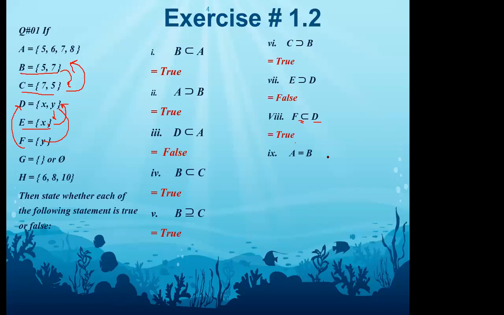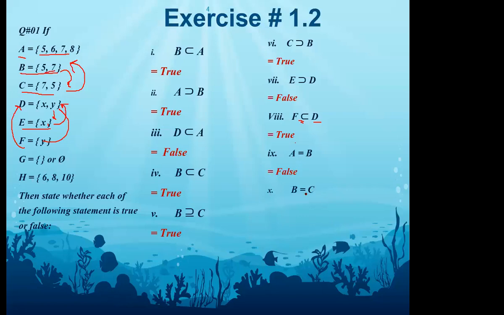Now, A is equal to B. Where is A? This is A and this is B. A is equal to B. Are all the elements the same or different? Inside A and inside B, are the elements the same or different? Different elements, no? It has different elements, so you will say that it is false. Okay, equals means they must have the same elements.